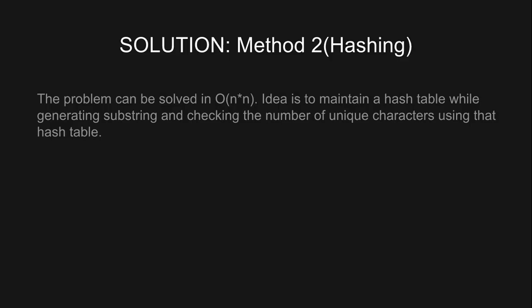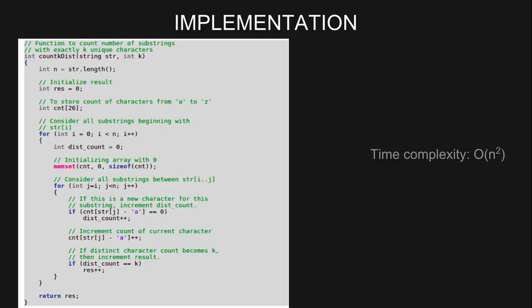Let's have a look at the implementation. We assume that the input string contains only characters from small a to small z. We calculate n is equal to string.length, which is the length of the input string. We initialize our result as 0. We create a count array C to store the count of characters from A to Z. Hence, the size of the count array is 26 for the 26 alphabets.